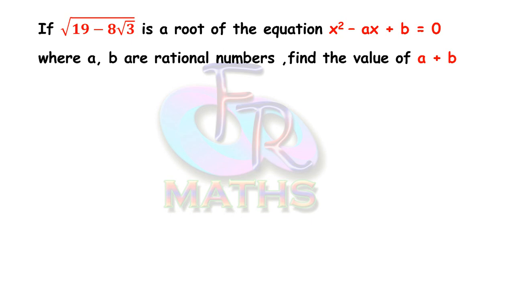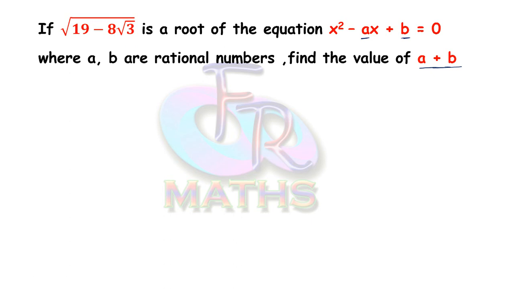Hi everyone, in this video we are going to discuss a problem related to quadratic equations. The question is, if square root of 19 minus 8 root 3 is a root of the equation x square minus ax plus b is equal to 0, where a, b are rational numbers, find the value of a plus b. Here a is the coefficient of x and b is the constant term in the quadratic equation.